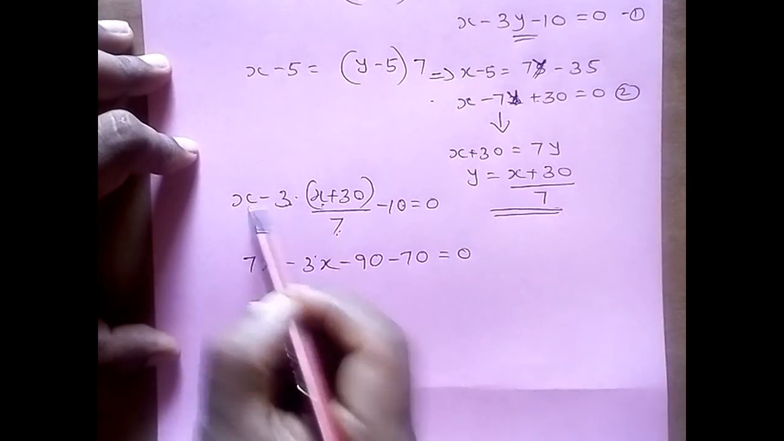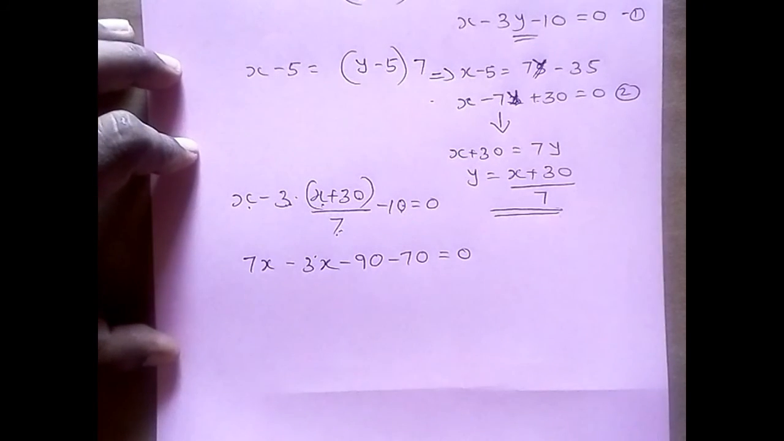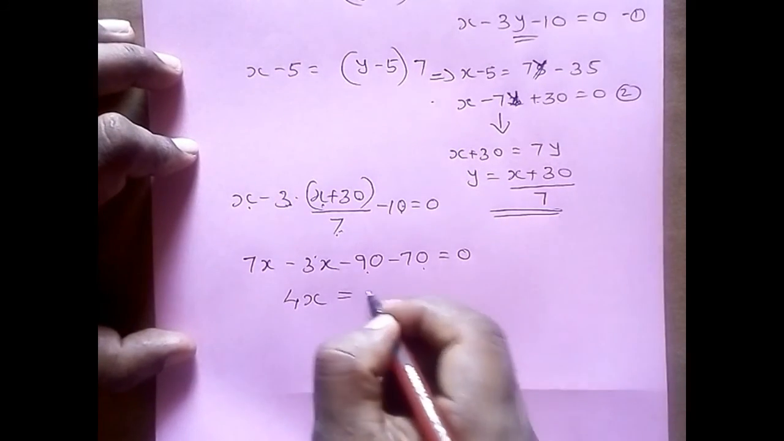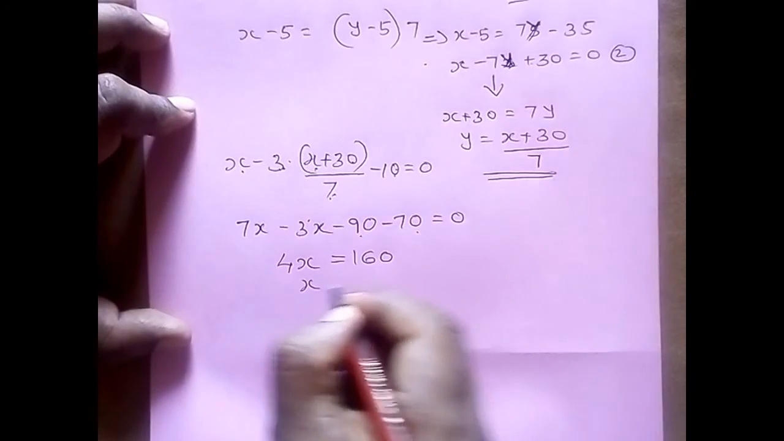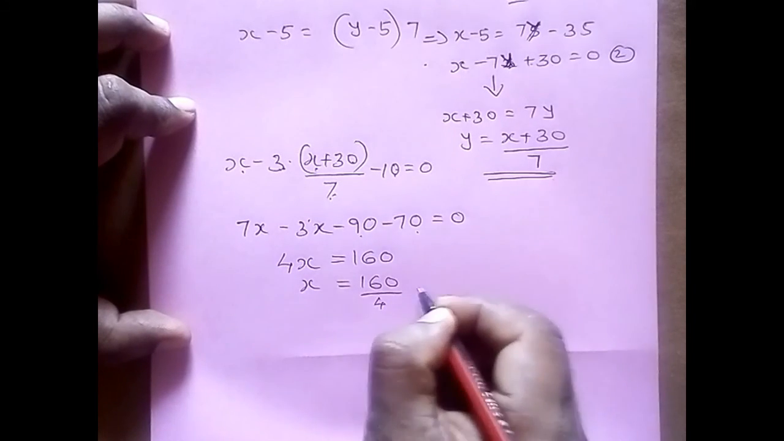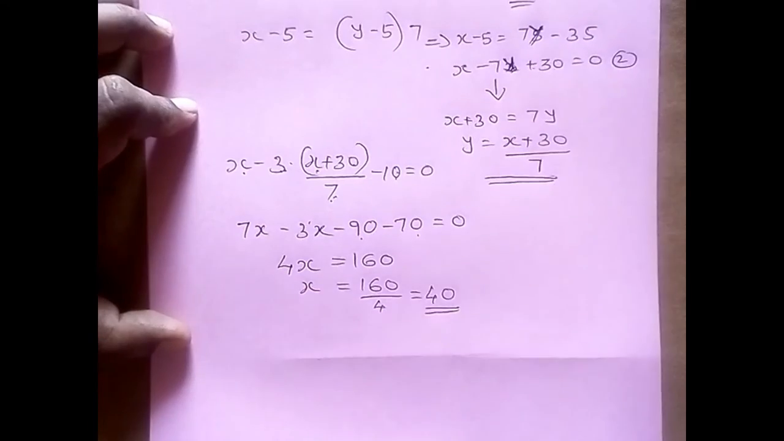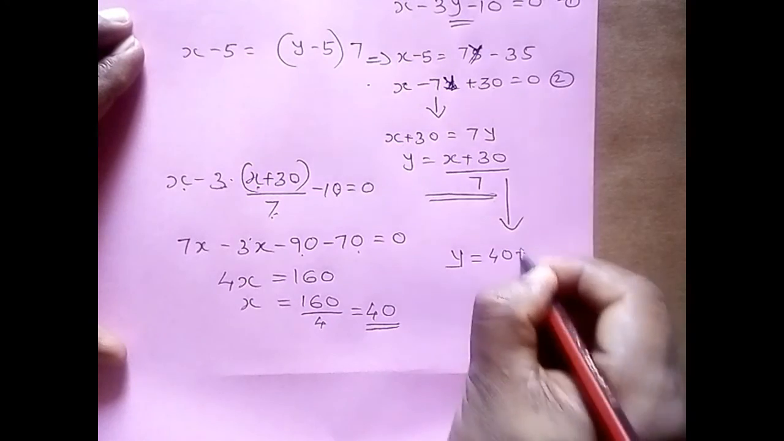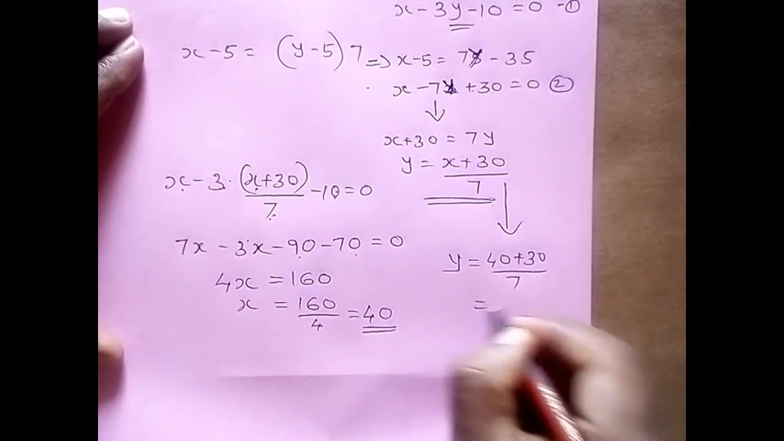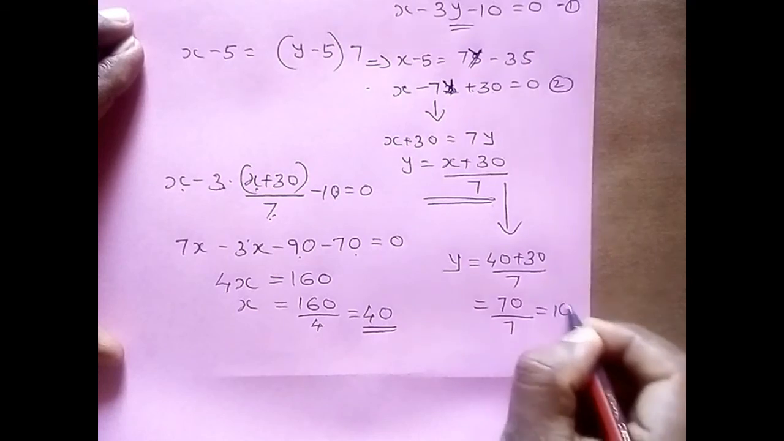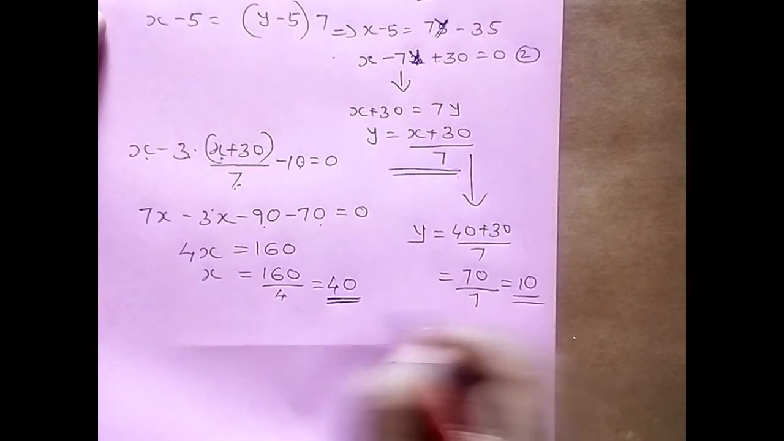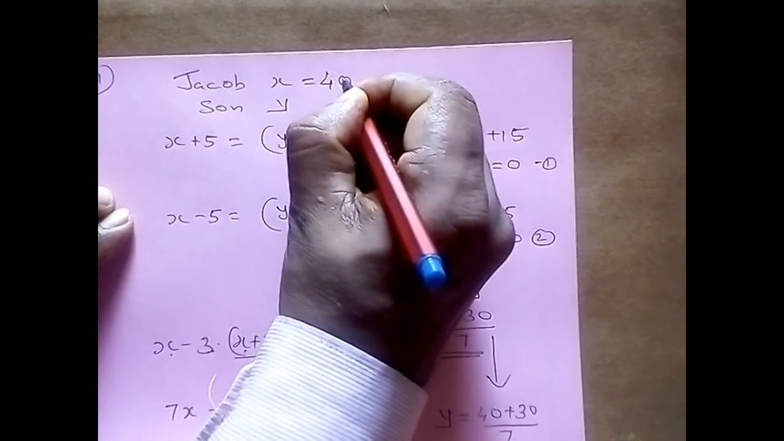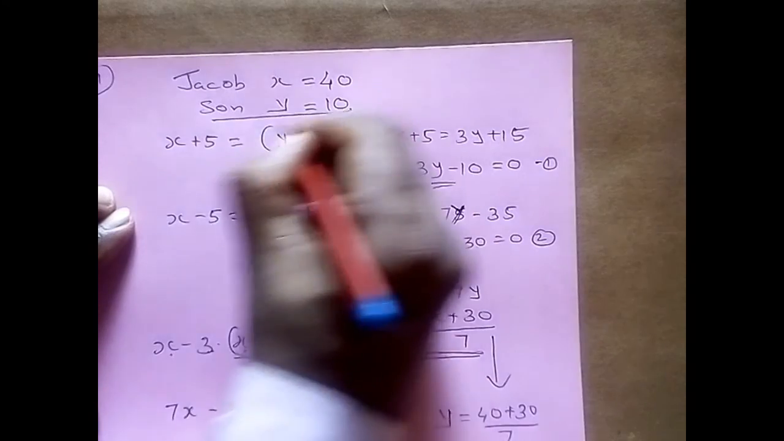7 we have to multiply here, 7 we have to multiply here also. 7x minus 3x is 4x. 4x is equal to 90 plus 70, 160. Or x is equal to 160 divided by 4, equal to 40. Now what about y? y equals (40 plus 30) divided by 7. That is 70 divided by 7, which is equal to 10. So Jacob's age is 40 and the son's age is 10. So x is equal to 40 and y equal to 10. That is the answer.